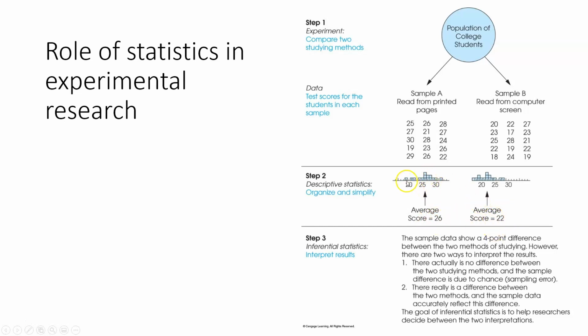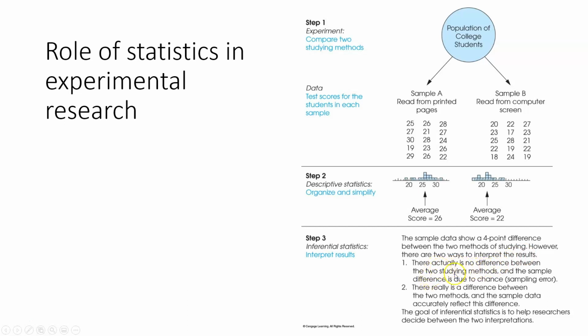If you use some graphs here to show how many people scored each score, then you can see some additional information about like the spread and the shape of the distribution. Those descriptive statistics are very helpful, but we still don't really know much about the whole population of college students just based on these two samples. The inferential statistics that I mentioned before will allow you to interpret the results. The sample data show that there's a 4-point difference between the two methods of studying. The people who read from printed pages scored about 4 points higher than those people who read from a computer screen. However, there's two ways we could interpret the results.